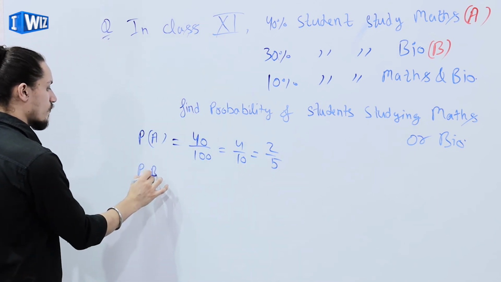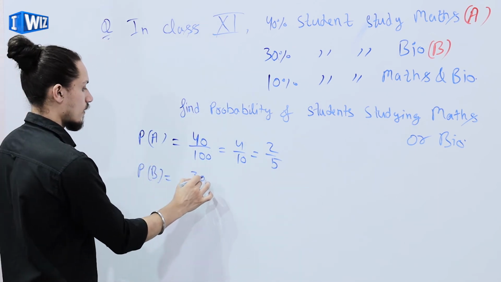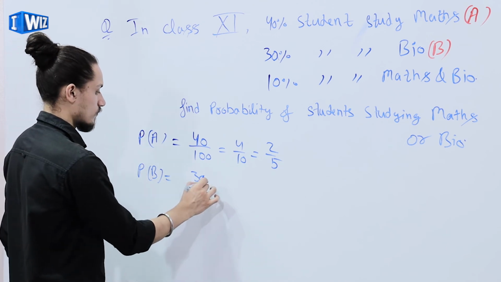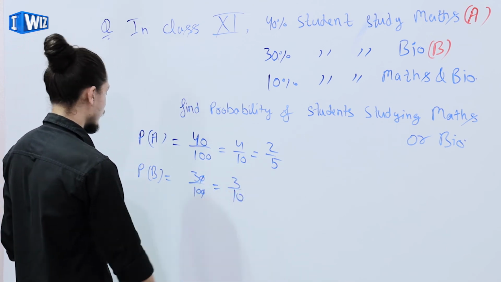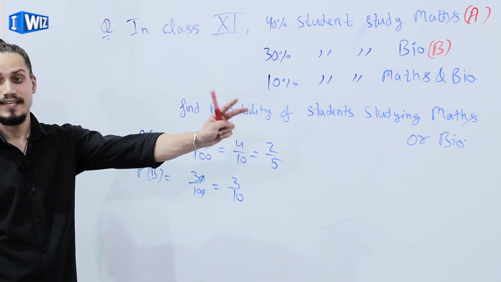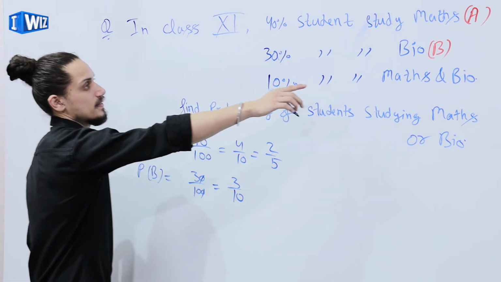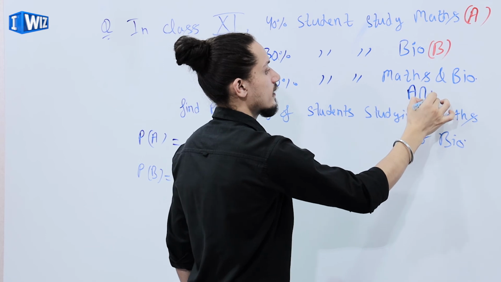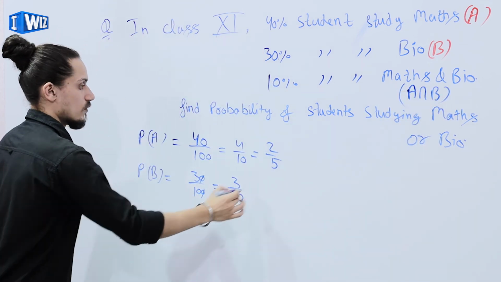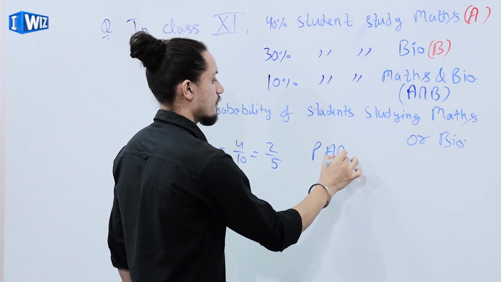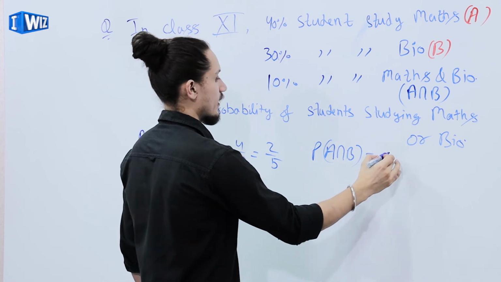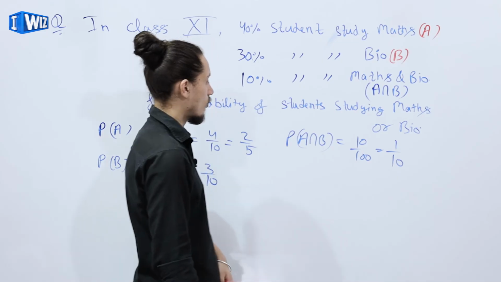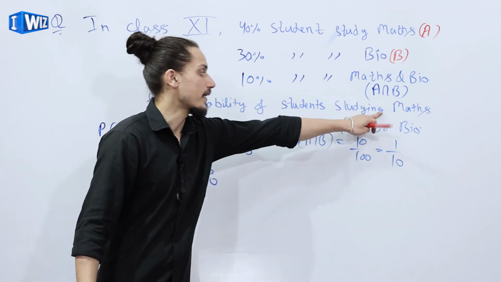Second is probability for event B is equal to 30 upon 100. 30% is 30 upon 100 probability, so it is equal to 3 upon 10. Third is 10% for maths and bio, which means maths is event A, bio is event B, so maths and bio implies A intersection B. So probability for A and B is equal to 10%, that is 10 upon 100, which gives us 1 upon 10. Now we have to find probability of A or B.